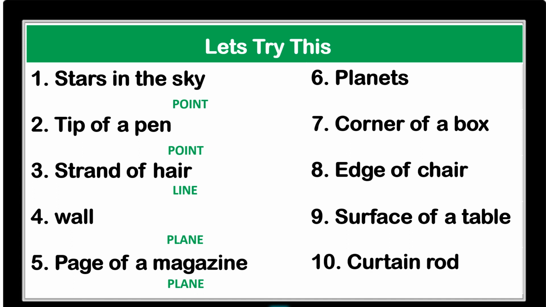How about the planets in the sky? Yes, that's a point. Why? Because planets has an exact location. The corner of a box is an example of a point.